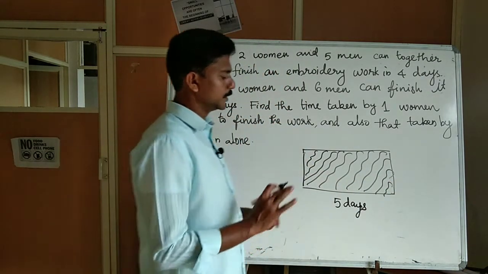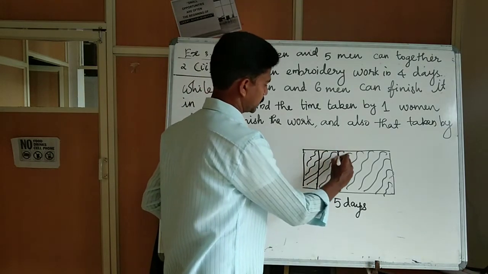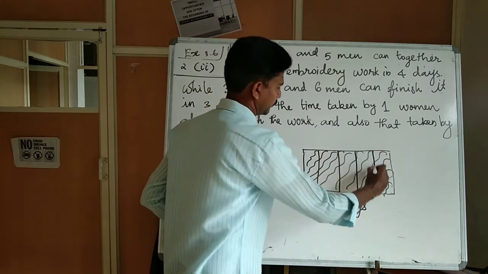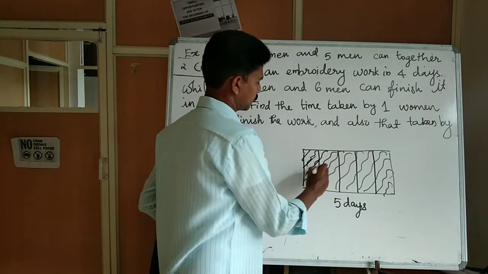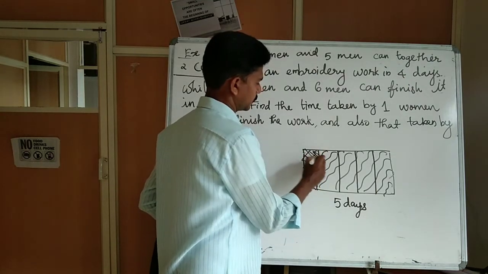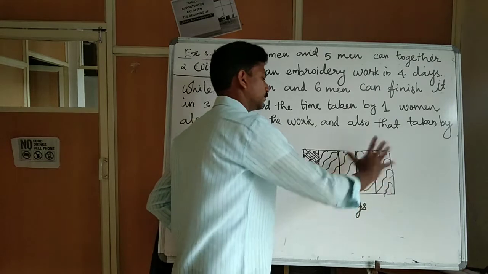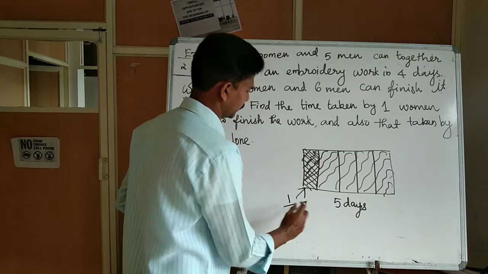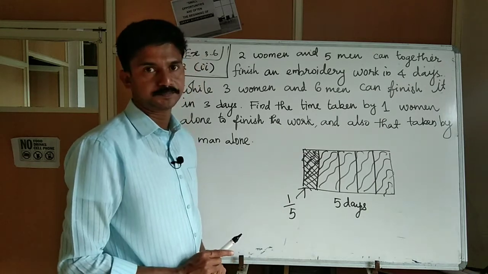We can imagine that on the first day she completes one small part, the second day another small part, the third day another part, the fourth day another part, and on the fifth day she completes it. So for one day she completes her 1 day's work. We have divided the 5 days' work into 5 parts. So 1 day's work we can say is 1 by 5. Among 5 parts, it is 1 day's work.